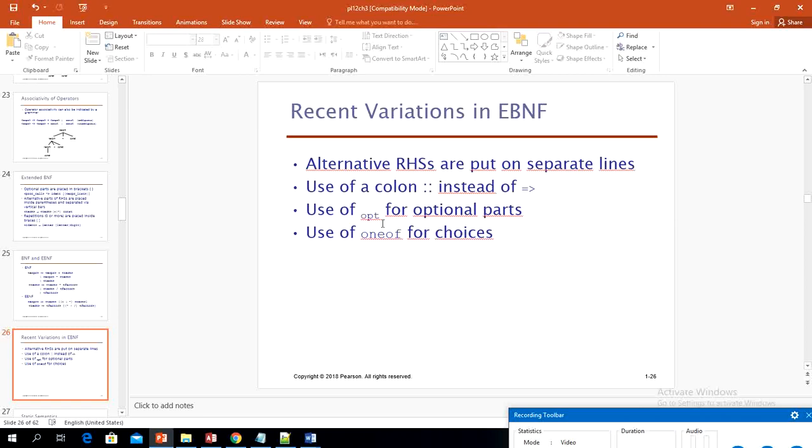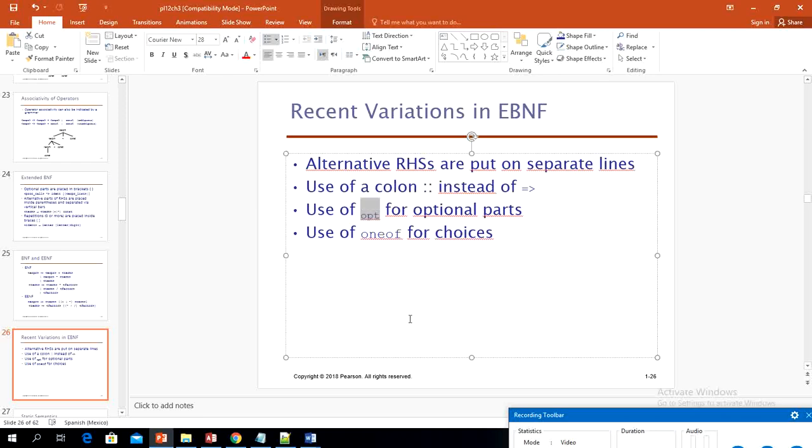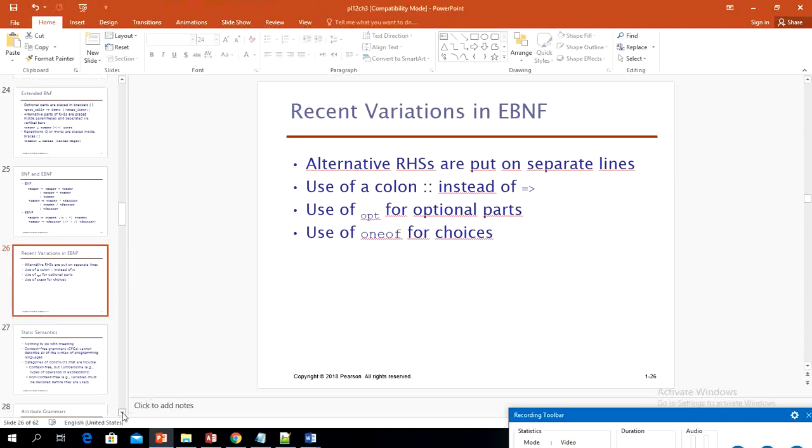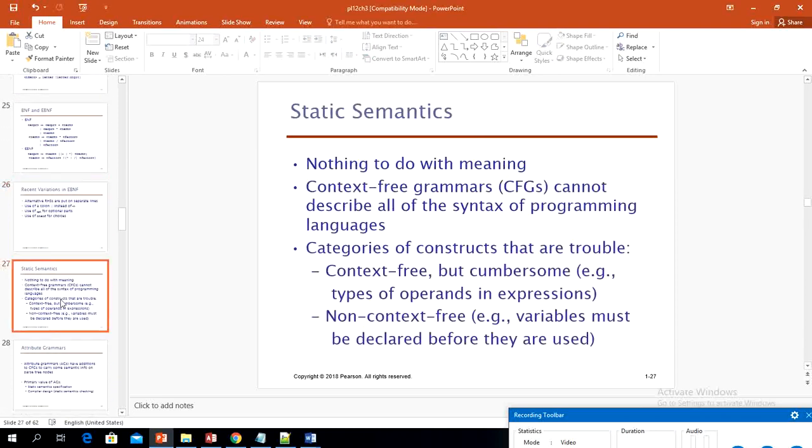But when people see double colons here, they understand this is actually not BNF, it is EBNF. Also, they use opt for an optional part. If there is opt, that means this is an optional part. They use it in EBNF as a term. And they also use one-of for choices. So if there are some choices or options, they use one-of as a term to indicate that this is a choice, just to make it different from BNF.